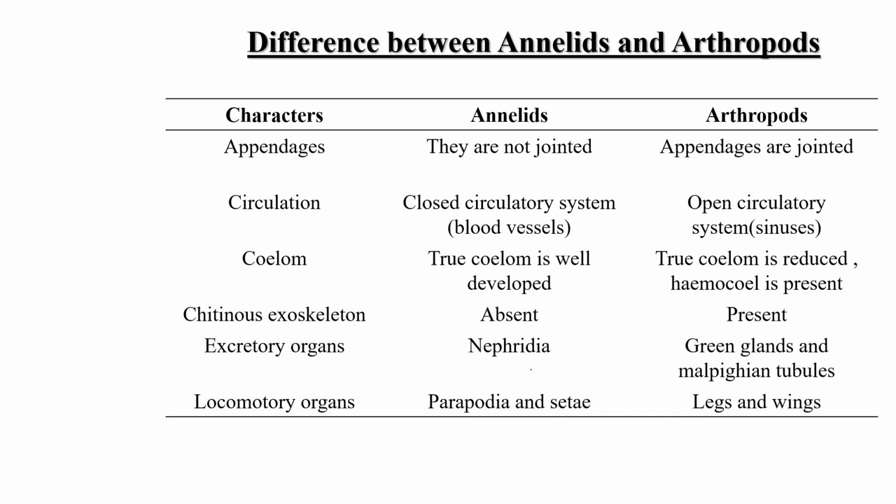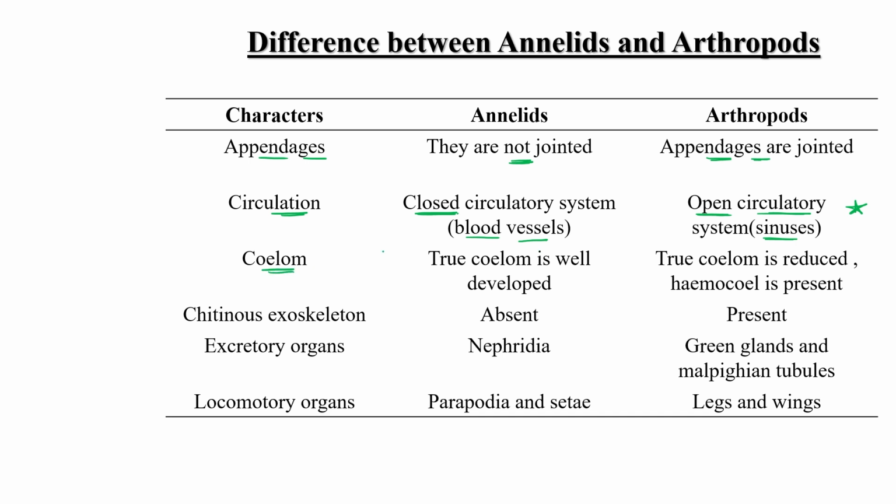Now let's compare both phylum Annelida and Arthropoda. About appendages, Annelida don't have any type of joints, while in Arthropoda, this is the main characteristic: they have jointed legs. Regarding the circulatory system, Annelida has a closed circulatory system, meaning they have blood vessels, while in Arthropoda an open circulatory system is there. This is a very important characteristic. Open circulatory system means blood flows in the sinuses.